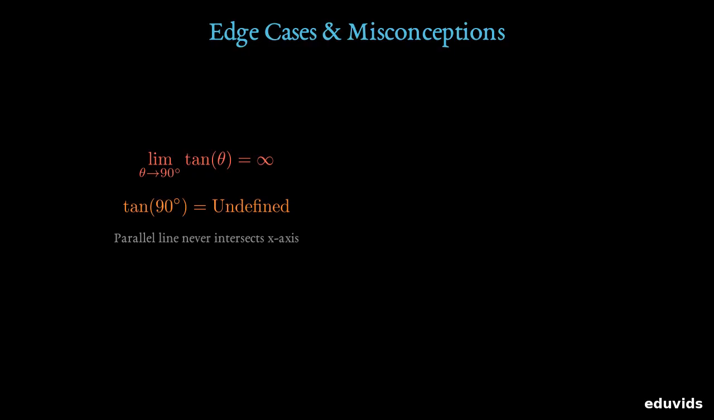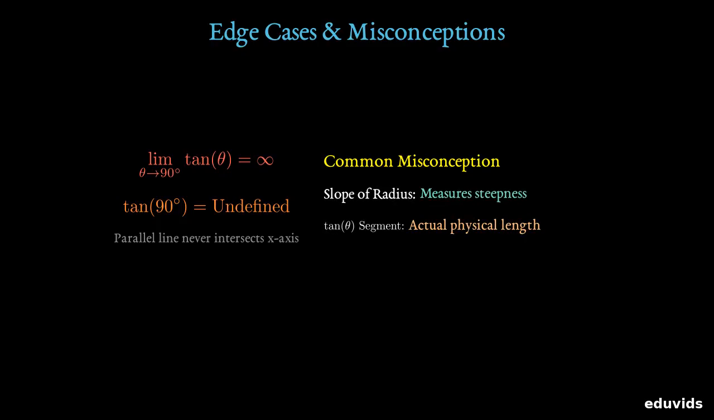One common mistake is confusing the slope of the radius line with the length of the tangent line segment. The slope of the radius tells you how steep the angle is, but the tangent value is the actual measured height of that touching line.